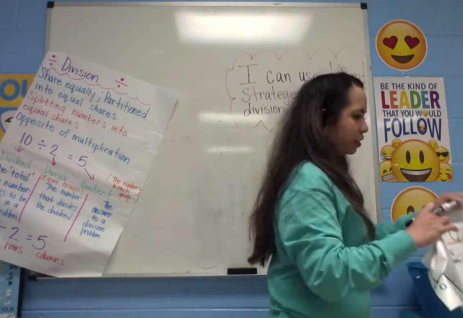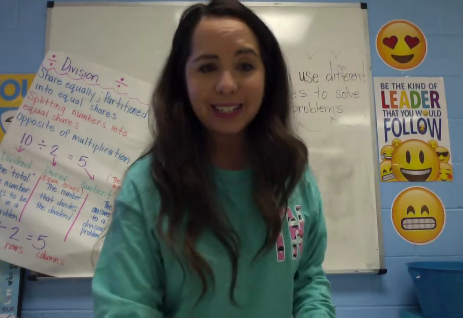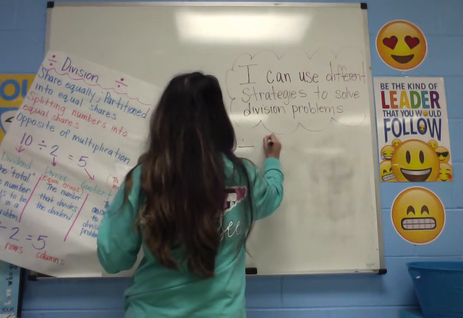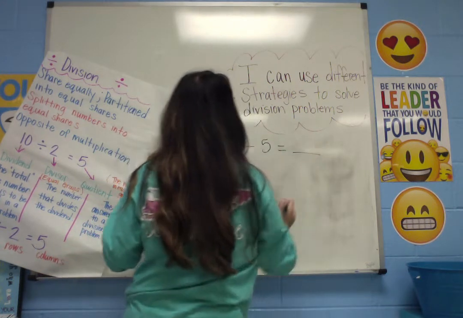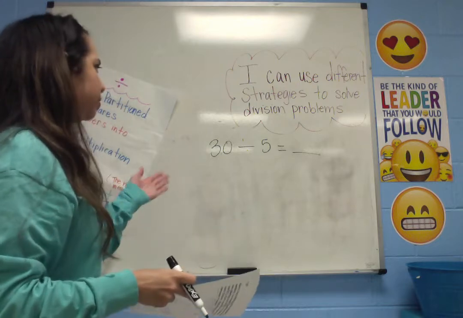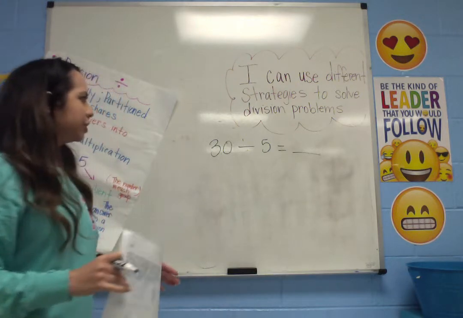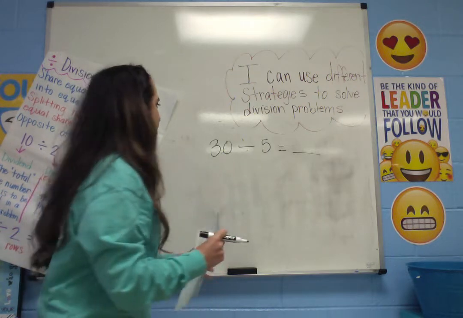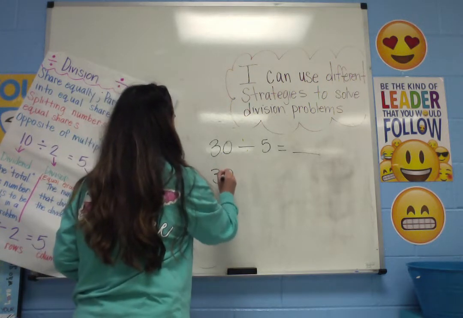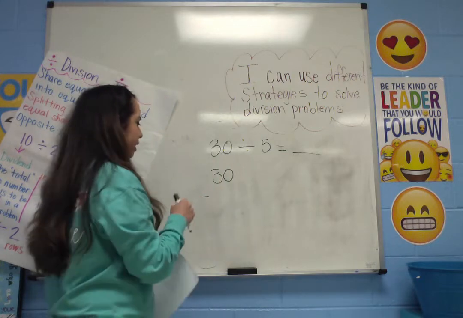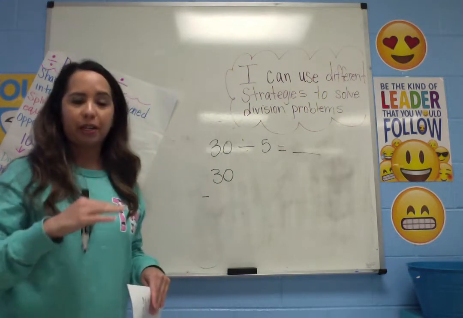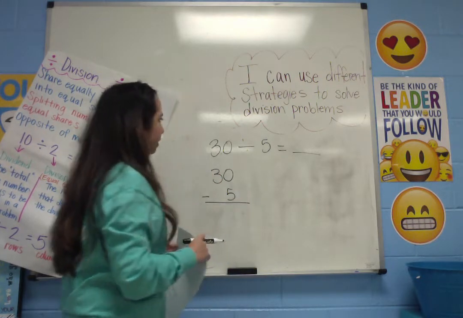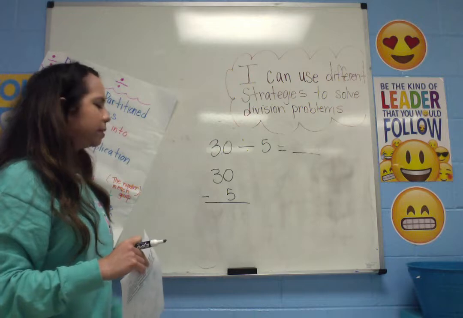And then last strategy is repeated subtraction. We're going to do 30 divided by 5. Okay? Again, we're going to use repeated subtraction. So what you would do, first thing, you would take this division problem and rewrite it. But this time, change your division sign to a minus sign because we're using repeated subtraction. So 30 minus 5. Again, you rewrite your equation, but using a minus sign.